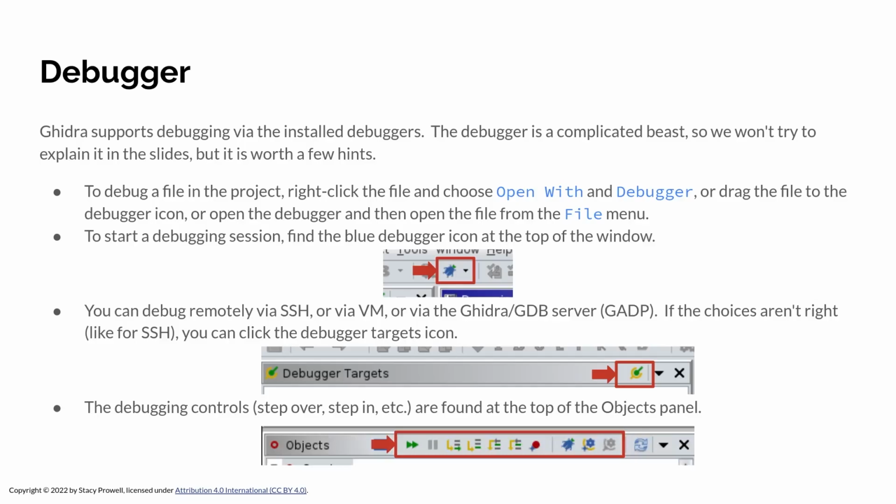So Ghidra supports debugging using installed debuggers. Debugging is a complicated process in any world for anything. There's always going to be a lot of provisos and things associated with debugging. So we're not going to try to go into all of that, but I will give you enough maybe to get you started. To debug a file, right-click the file and choose Open with Debugger, or you can just drag the file up and drop it on the debugger icon, and you're good to go.